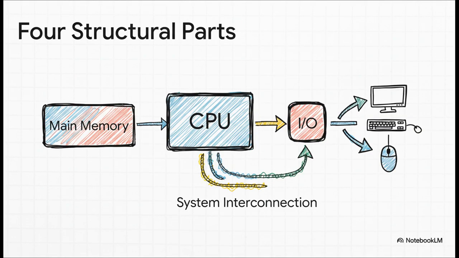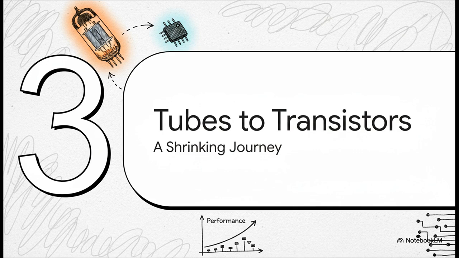And not surprisingly, those 4 jobs are handled by 4 main parts. You've got the CPU, the brain, doing the processing and controlling. You've got main memory for short-term storage, I/O, or input-output, for moving data around, and finally, the system interconnection, which is like the nervous system or the highway that connects all the pieces so they can talk to each other. Now, the way we've organized these parts has changed a lot. It's been this incredible shrinking journey, which is really just the story of getting better and better at computer organization.